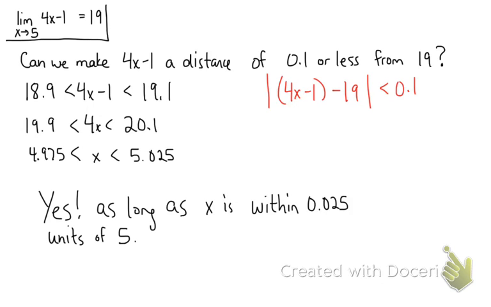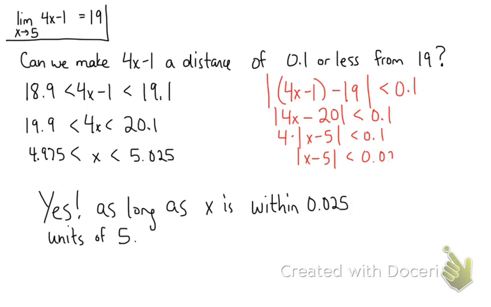I can now simplify what's inside the absolute values, right? 4x − 1 − 19 is 4x − 20. And I can factor a 4 out. Because 4 is positive, I can bring it outside the absolute values entirely. 4 times the absolute value of x − 5 needs to be less than the distance 0.1. And then I just divide by 4. That inequality tells me the distance between x and 5 needs to be 0.025 or less, right? That's exactly the same information as we got the other way.